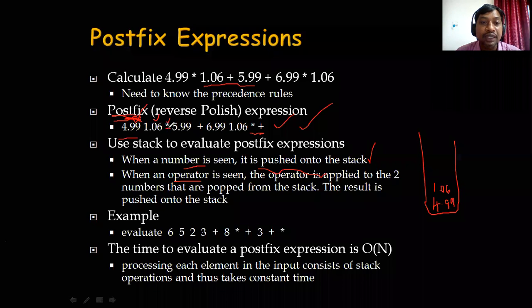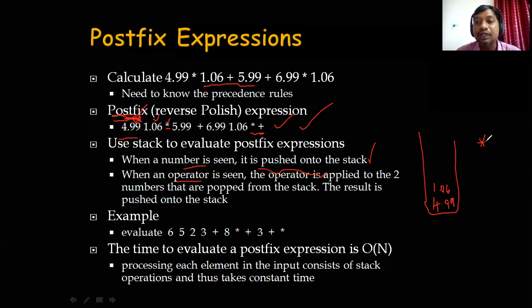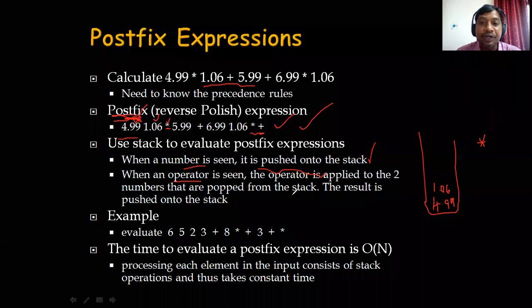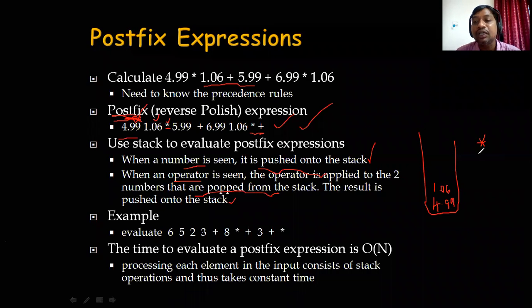Now repeat the process. When an operator is seen, the next input is the operator asterisk. Whenever you see an operator in the input, the operator is applied to the top two numbers that are popped from the stack. The result is pushed back onto the stack. Whenever you see an operator in the expression, you have to pop off the top two operands from the stack.